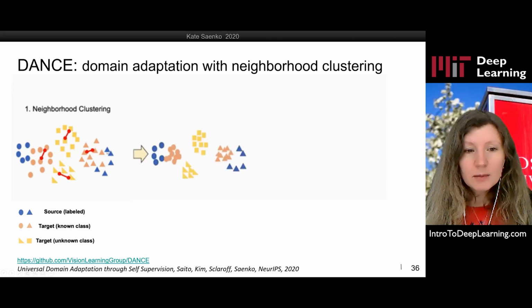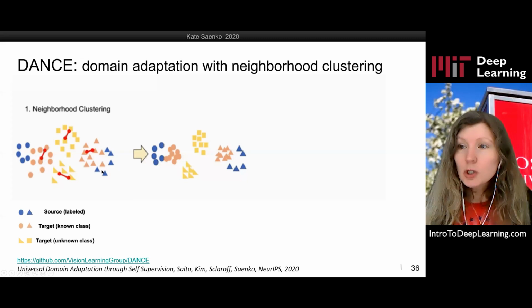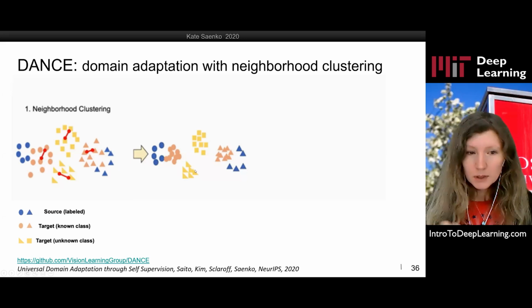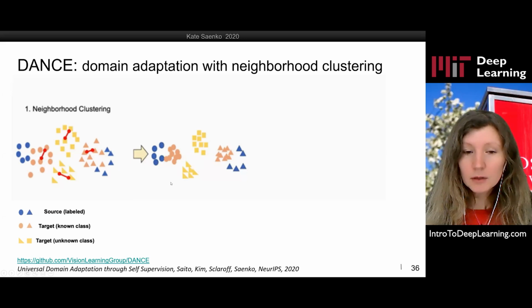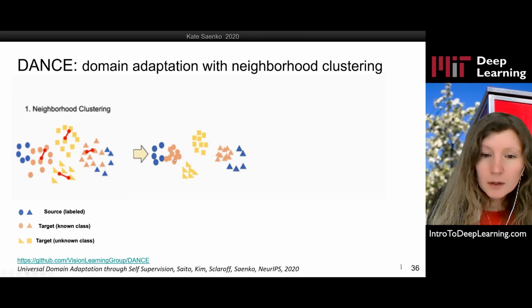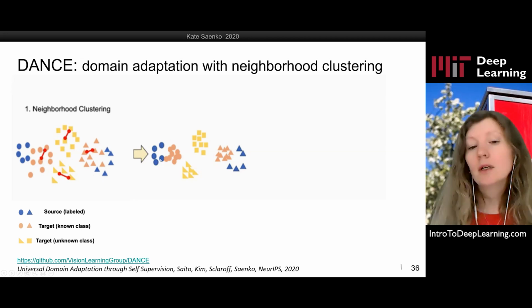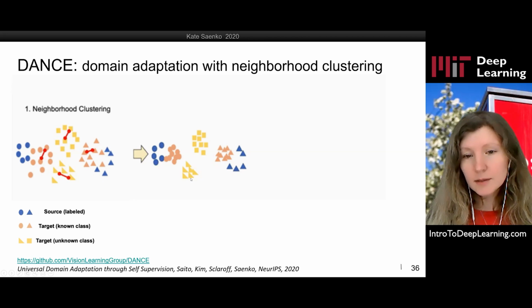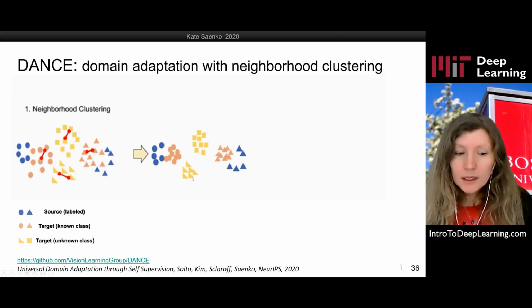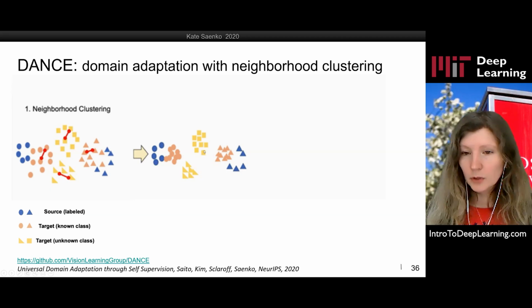So after this neighborhood clustering, which is an unsupervised loss, or we can call it self-supervised, we get a better clustering of our features that already is clustering the unlabeled target points from the known classes closer to the source points from the known classes. And then it's clustering the yellow unknown classes in the target away from those known classes.